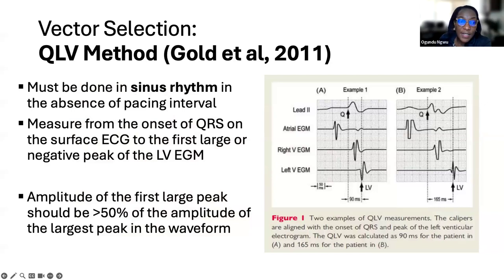So when you put in a CRT device, if you have a quadripolar lead, and let's say you have good thresholds on all of them, then something that we always try to measure in the lab is what we call the QLV. This tells us the area of the latest activation. If you look at this slide, you have a QRS complex. This is the atrial electrogram, so we're not using that. But from the QRS complex on the surface lead, you measure to the positive deflection in the LV, or the bigger deflection on the LV electrogram. What you're trying to do is adopt the QLV that has the longest interval. Example one has a 90 millisecond QLV. And if you look at the next patient, the QLV is 165 milliseconds.